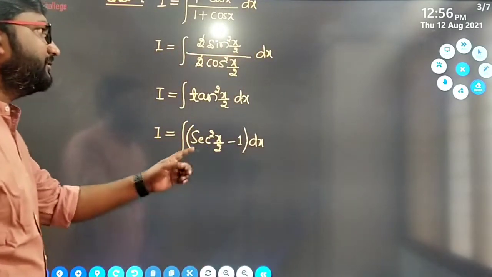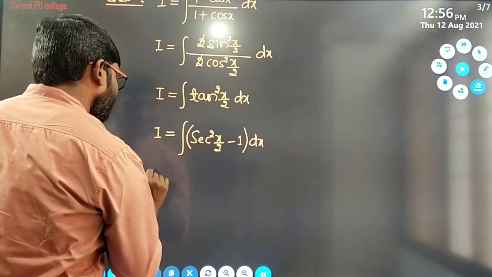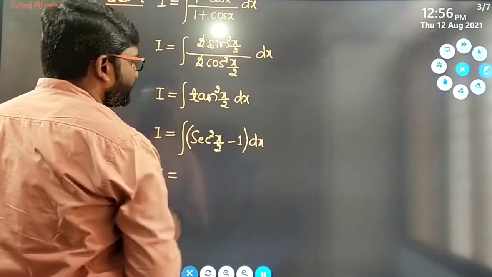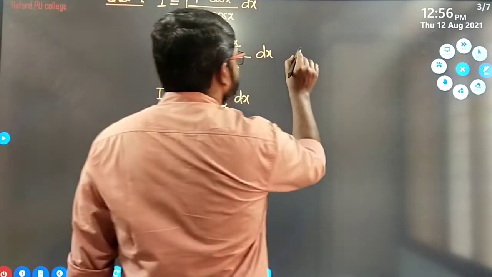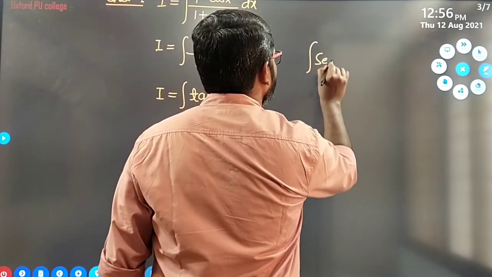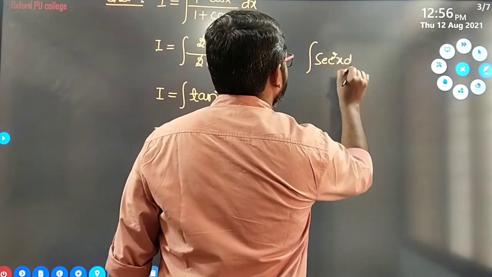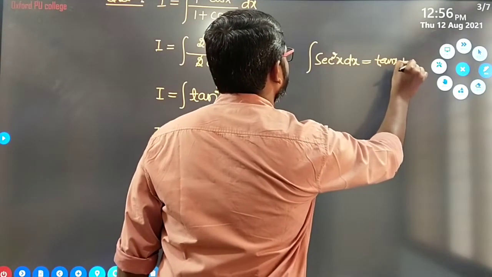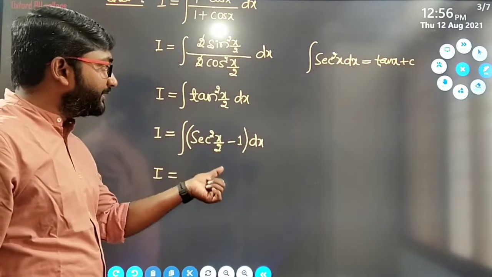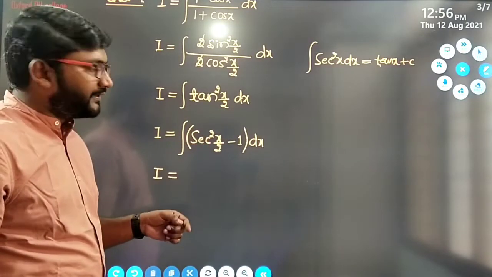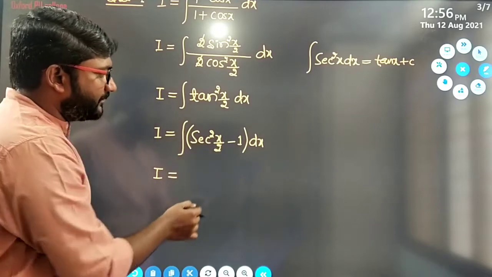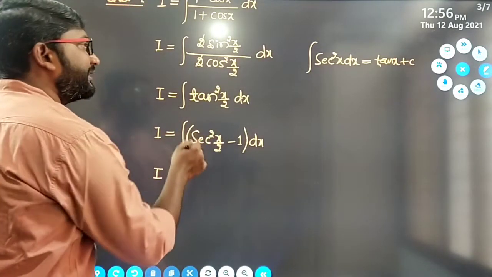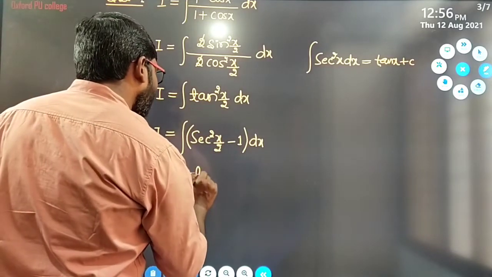Well, so now integrate them separately. So I, which is equal to the integration of secant square x by 2. We have the standard formula: the integration of secant square x dx will be tan x plus c. So here we have x by 2. What is the coefficient of x now? It is 1 by 2. So we will have to divide by the coefficient of x. Integration of secant square x by 2 will be tan x by 2.